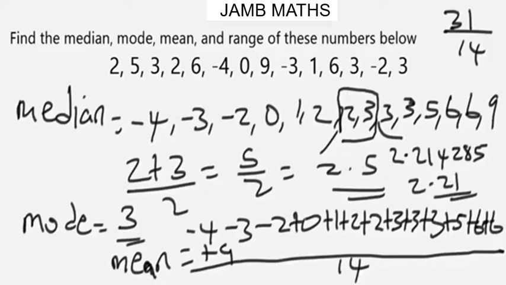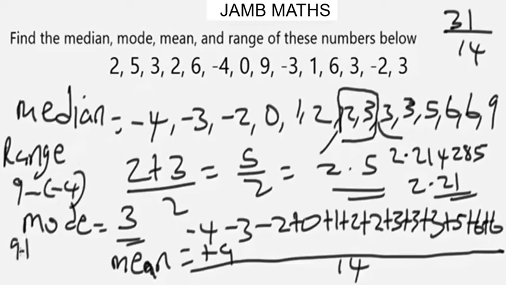All right, so lastly, to get the range will be the highest value minus the lowest value, and the highest value here is 9, so it will be 9 minus the lowest value here is what? Minus 4. All right, minus plus minus will give us plus, so this will now be 9 plus 4. All right, so which will give us what? 13. All right, so that will be the answer to this question of the range. So it's as simple as that, guys.